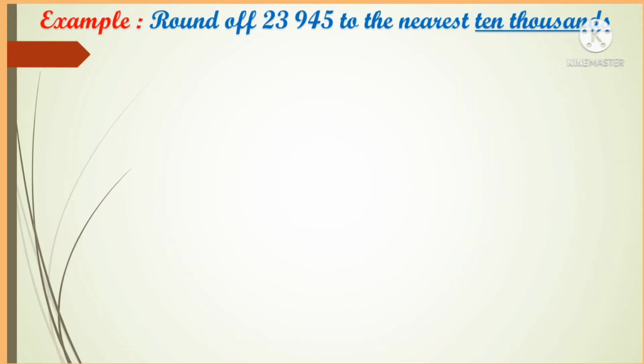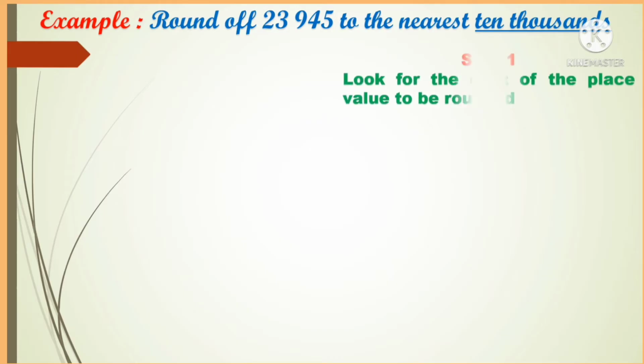Let's say, we have to round off the same number, which is 23,945 to the nearest 10,000s naman. So, paano natin ito i-round off? So, sundin lang natin ulit ang mga sumusunod na steps. Step 1. Look for the digit of the place value to be rounded. So, ano nga ba ang place value ng digit na ating i-round off?